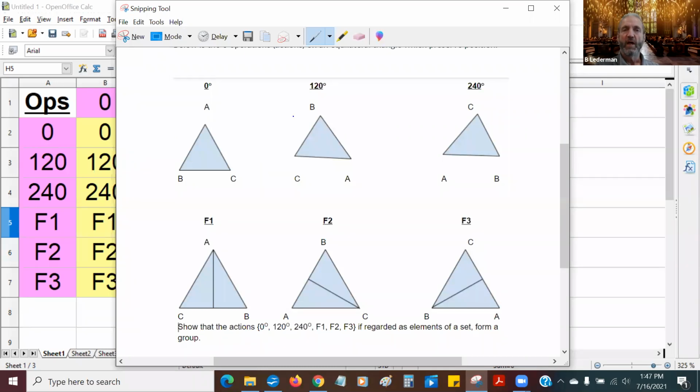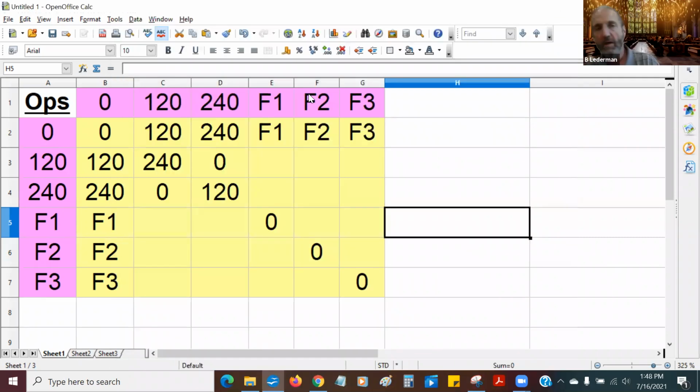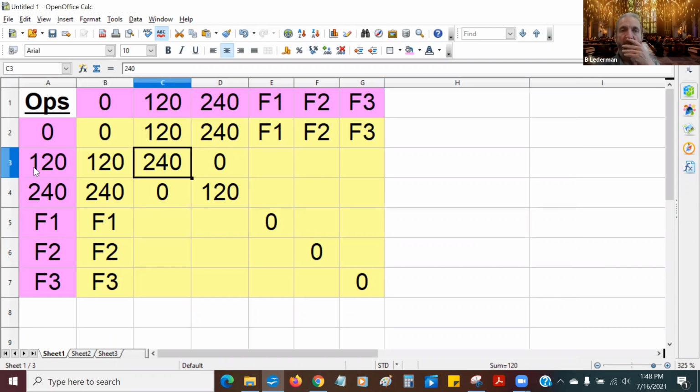So I start from scratch. Rotation, that puts me here. The B is on top, and then the C and the A. Now I'm leaving the B on top, and I'm doing a flip through the top vertex. So this A will be here and the C will be there. Well, guess what? That's the same thing as F2. So if I start with a 120-degree rotation, and then I follow that with an F1, that's the same as if it was F2.